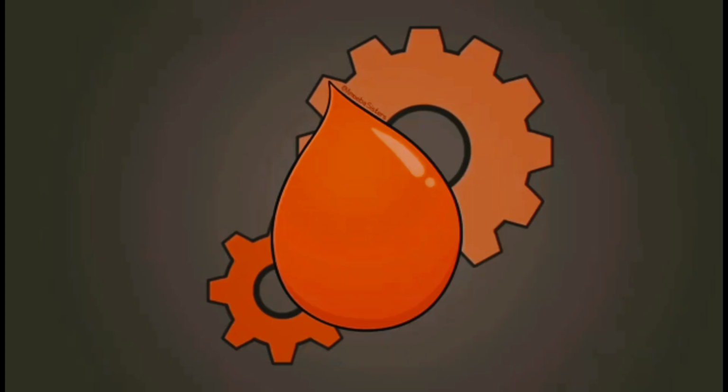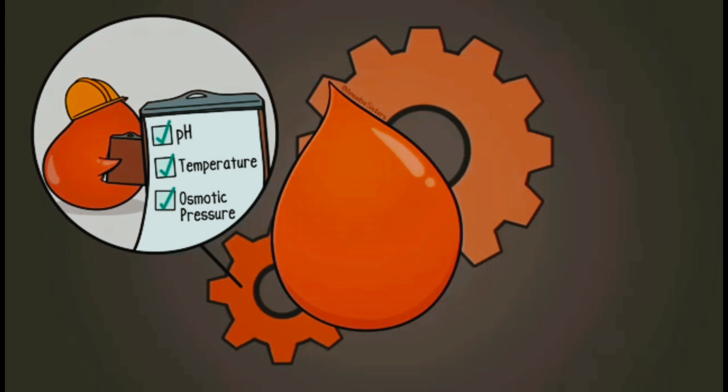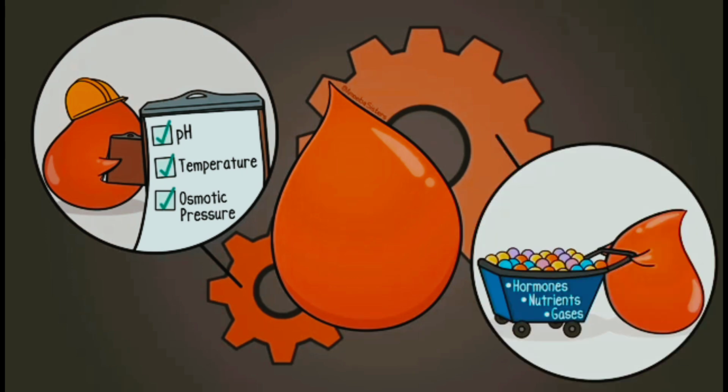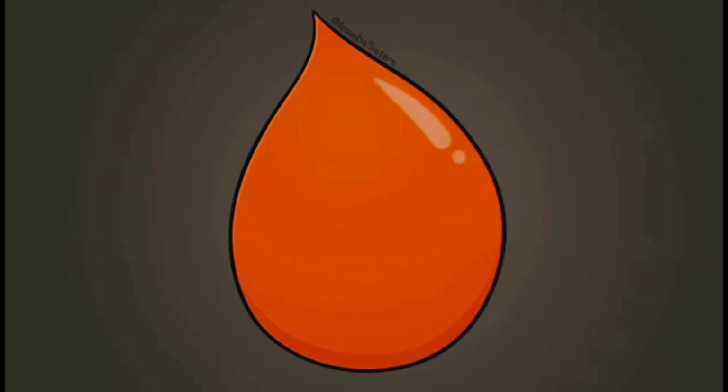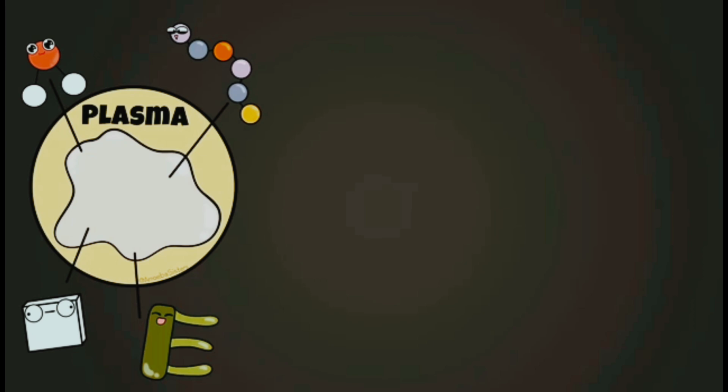Human blood has a lot of functions. It maintains a certain pH, temperature, and osmotic pressure. All of this is very important for homeostasis. It transports things like hormones, nutrients, and gases. And it's made up of different components. One component includes plasma, the liquid portion. Water, proteins, salts, and lipids, you'll find them in this liquid portion of blood known as plasma.